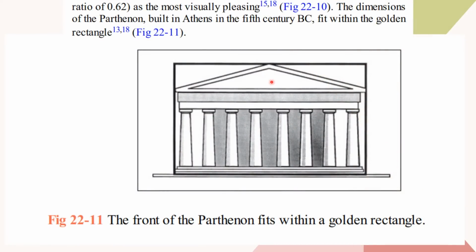This is a picture showing the Parthenon, which was built in Athens in the 5th century BC. Why is it visually pleasing? Because the front of the Parthenon fits within a golden rectangle. So this is a golden rectangle. And these are the dimensions of the Parthenon built in Athens, which fit within the golden rectangle.